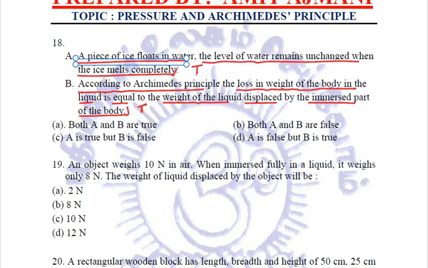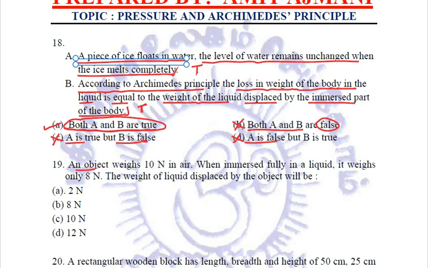So let us see the options. Both A and B are true. Exactly. The very first option is our answer, but let us see the other options also. Both A and B are false. No, they both are true. A is true, B is false. Again an incorrect option. A is false. Again an incorrect option. Both A and B are true. Got it? Let us see the next question.